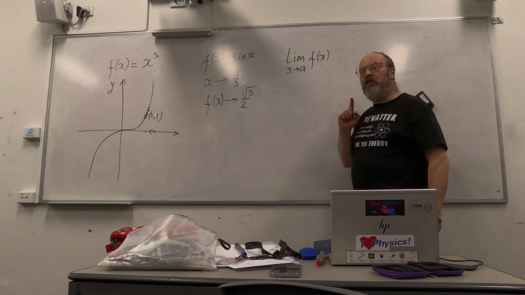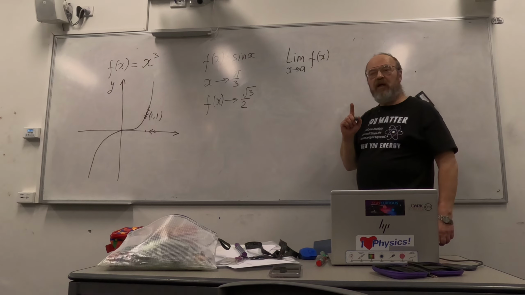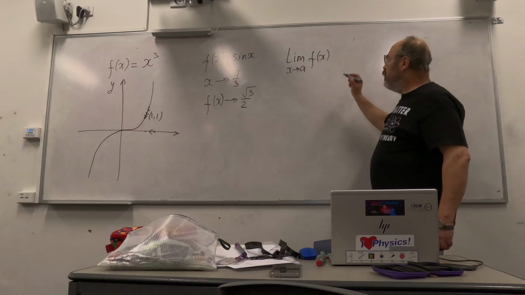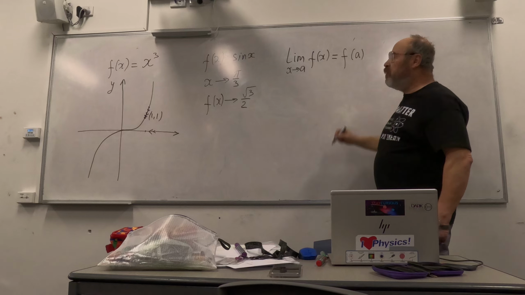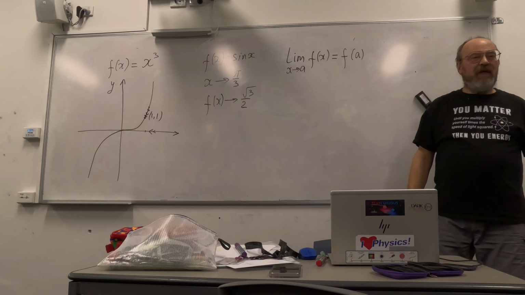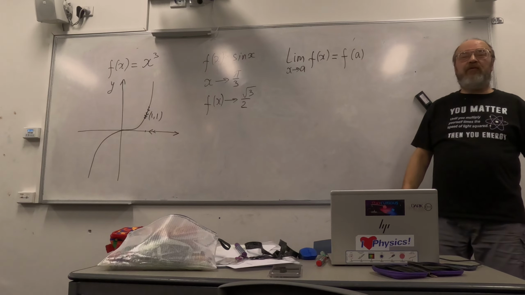So for you, if the function is defined at a, then this will be 100% equal f of a, the value of the function at the point a. If x approaching a, the value of the function approaching the value of the function at a.